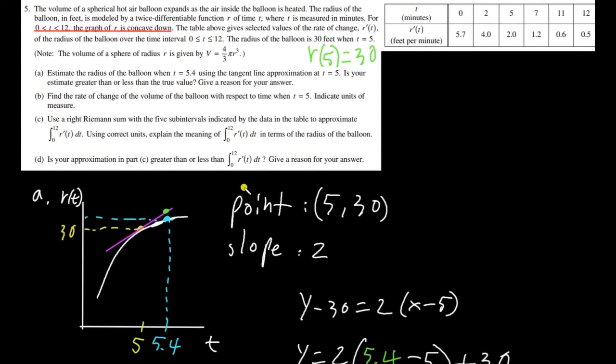So you'd say, okay, it's greater, and then the reason would be r of t is concave down for t between 0 and 12, okay? In terms of points, this was 2 points, 1 point for correctly getting the 30.8 feet, and the second point for saying it's an overestimate because of the concavity.